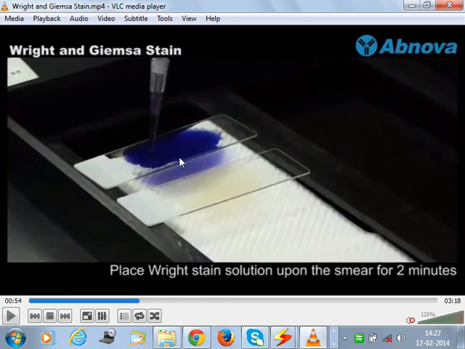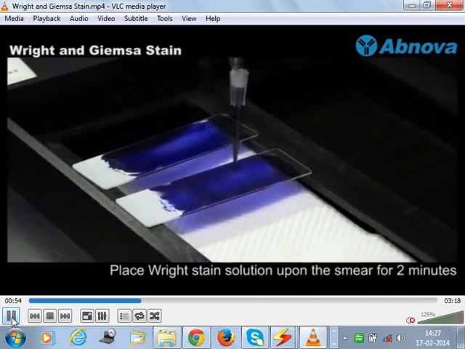This is how you will add Leishman stain. You just add Leishman stain on top of it. How many drops? Just to cover your smear. Just cover it. 5, 6, 7 drops depending on. Just cover it.